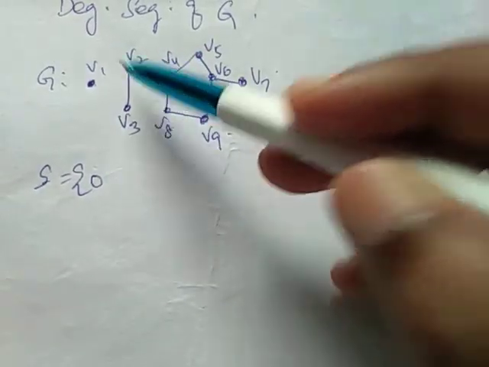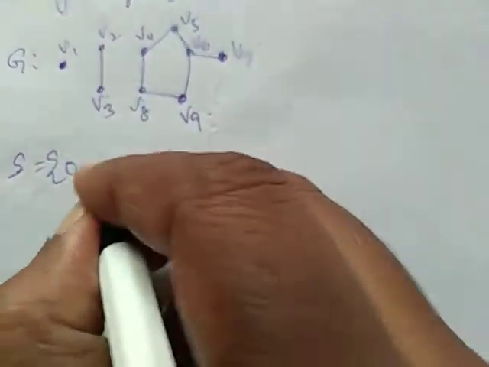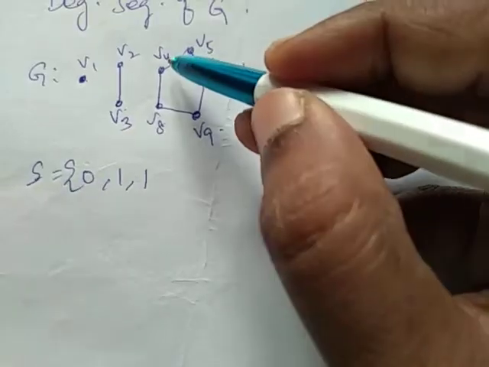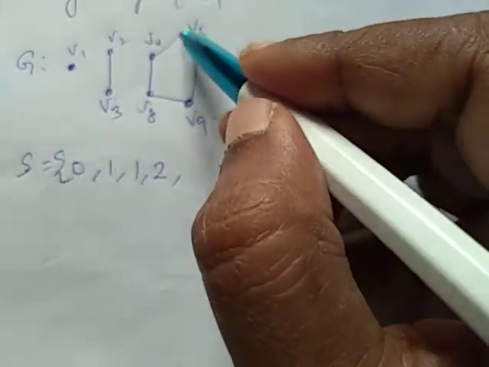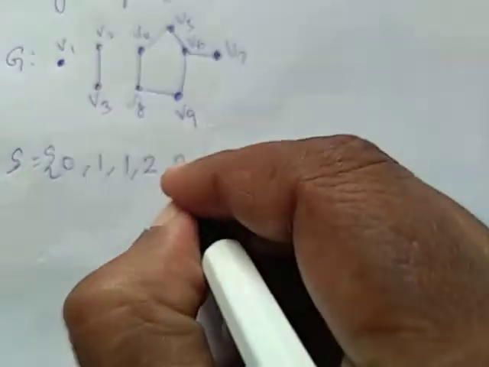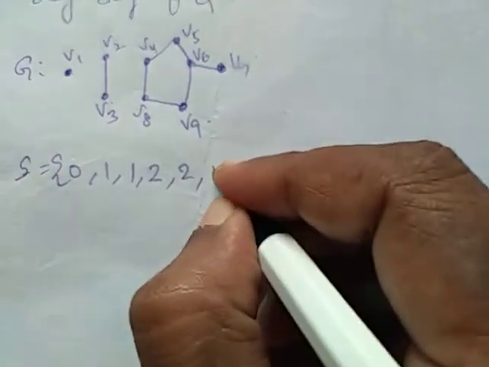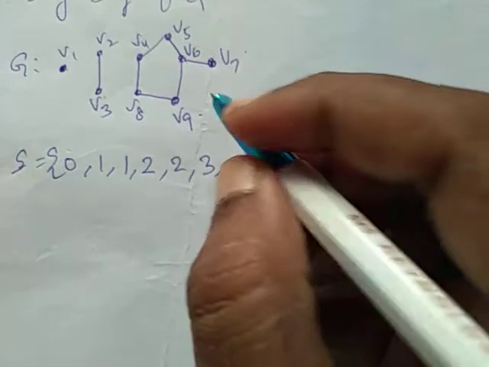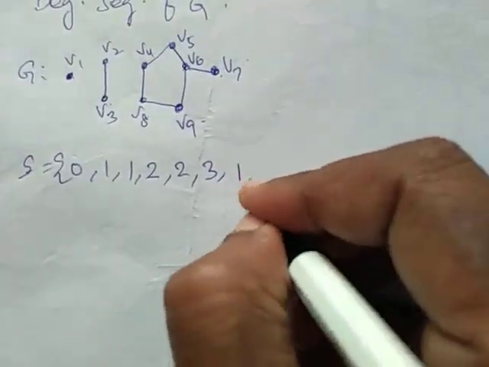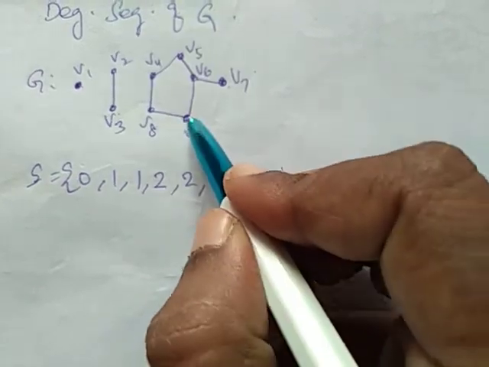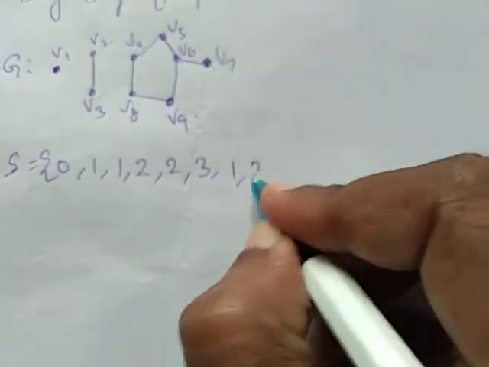Degree of vertex V2 is 1. V3 is 1. Degree of vertex V4 is 2. Degree of vertex V5 is 2. V6 is 3. V7 is 1. V8 is 2. V9 is 2.